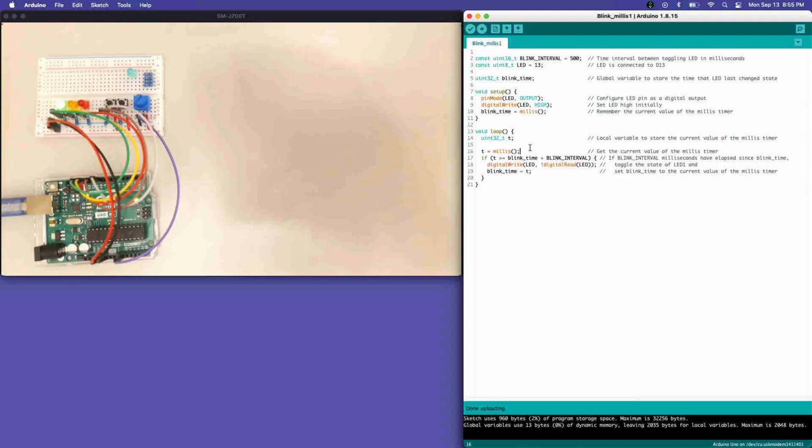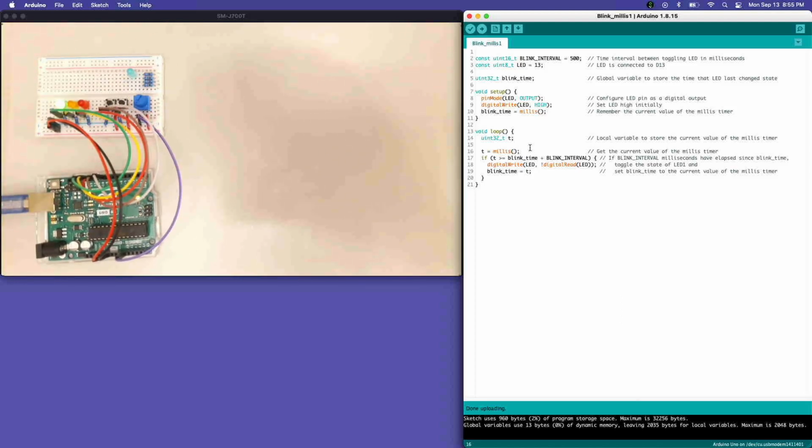Now, of course, your Arduino sketch may not be running for 50 days continuously, and it may just not be an issue. But we'd like to make the code a bit more robust.